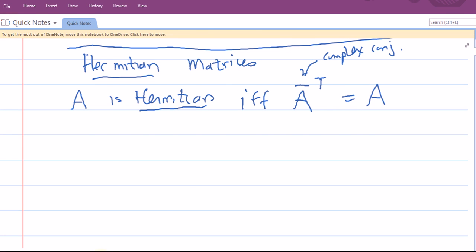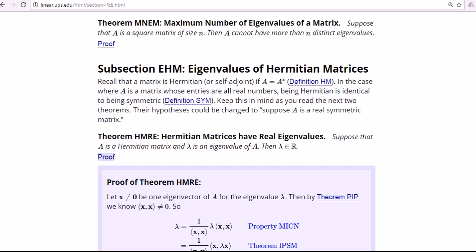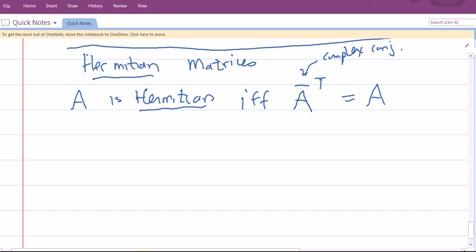Okay, in this last subsection of the properties of eigenvectors and eigenvalues section, we'll talk about eigenvalues of a Hermitian matrix. Now, what's a Hermitian matrix? That's what I have written back here. A matrix A is Hermitian if and only if the complex conjugate of A transposed is equal to A. So let's give an example.